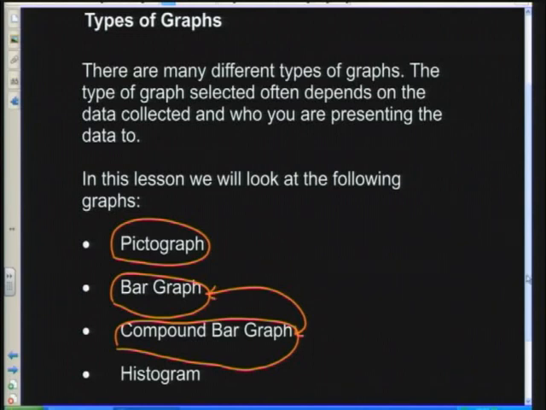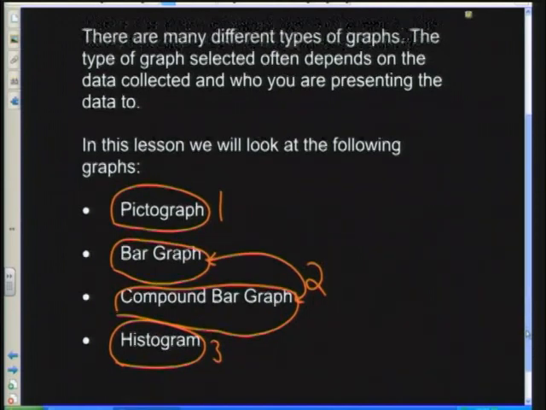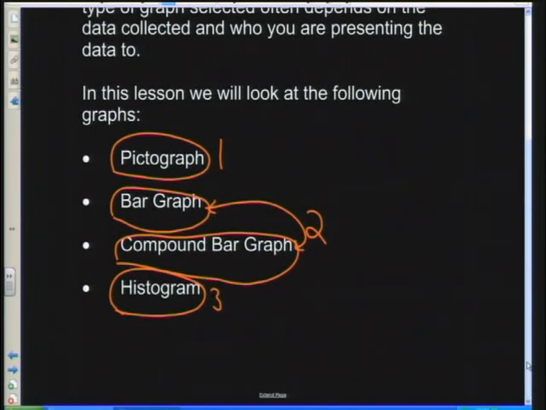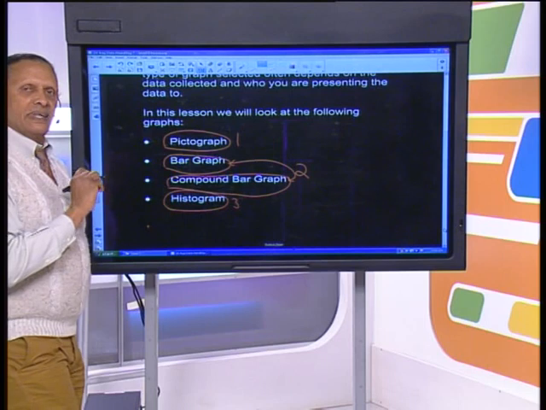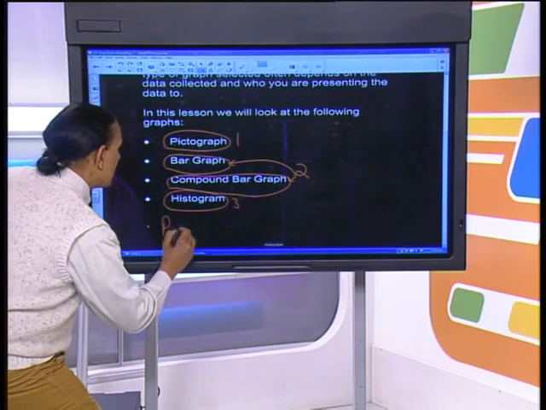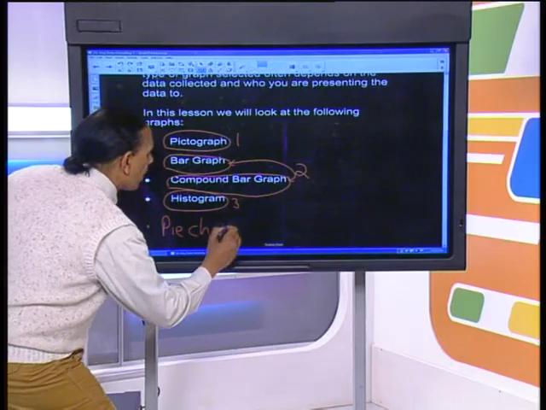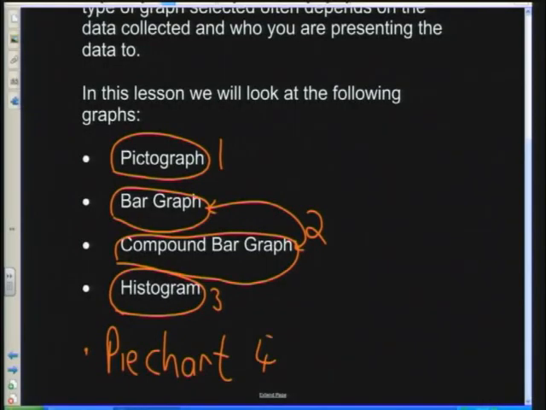And the next one, the third one, was the histogram. So that was the first graph, those were the second graph, and the histogram was the third graph. And of course, the fourth one, you remember the fourth one? The fourth one, yes, was the pie graph, or some people call it pie chart. Yes, you were spot on. So let's do it once more. The first graph was a pictograph. Second one, bar graph. Third one, histogram. And the fourth one, a pie chart. Yes, so you were spot on.